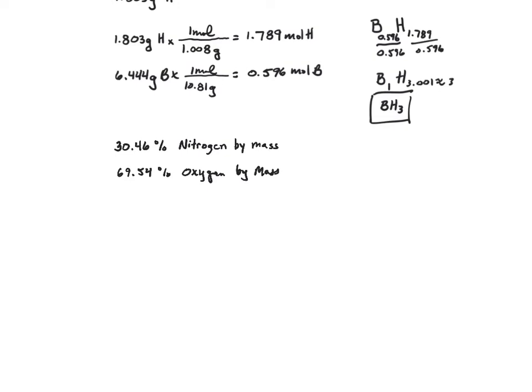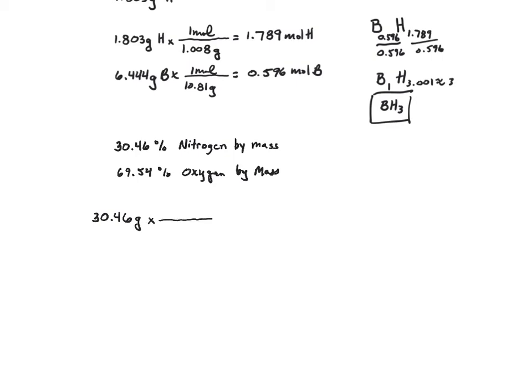Well, here's what we've got to remember: what does a percent mean? If we're saying that there's 30.46% nitrogen by mass, that means for every 100 grams of the compound, there are 30.46 grams of nitrogen. And for every 100 grams of the compound, there's going to be 69.54 grams of oxygen. So we're going to treat these percentages as if they were masses. So we're just going to essentially assume that we have 100 grams of total sample.